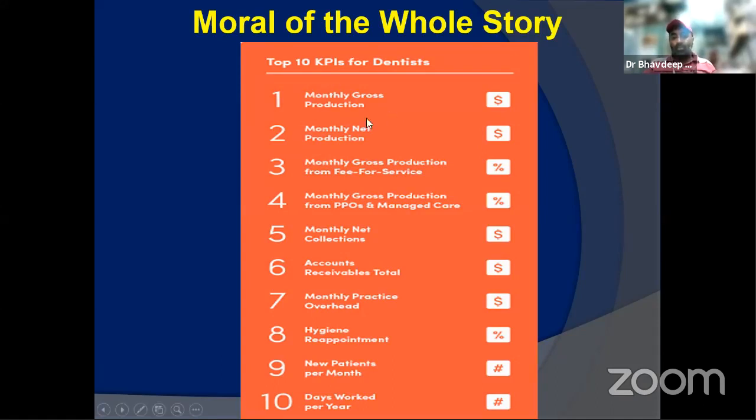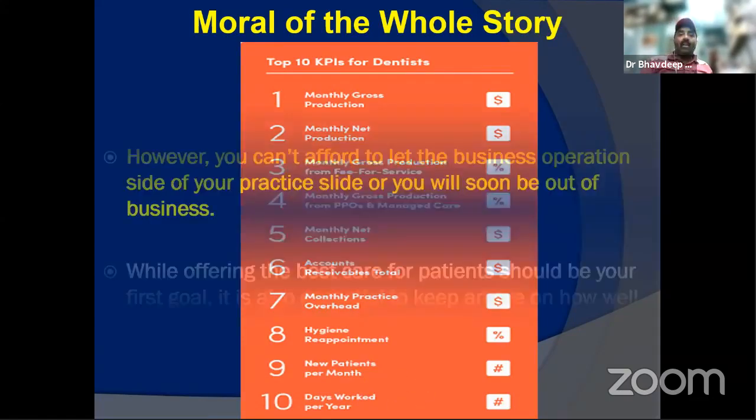So monthly gross production, monthly net production, monthly gross production from fee for service, monthly gross production from PPOs and managed care, monthly net collections, account receivables, monthly practice overhead, hygiene reappointment, new patients per month, days worked per year. These are the most common 10 KPIs.